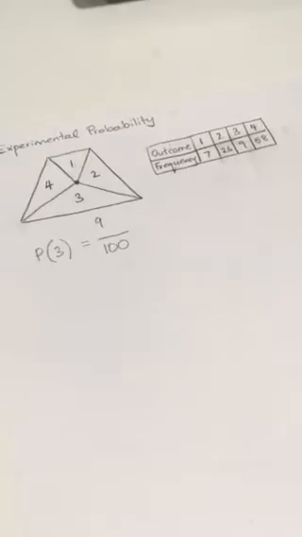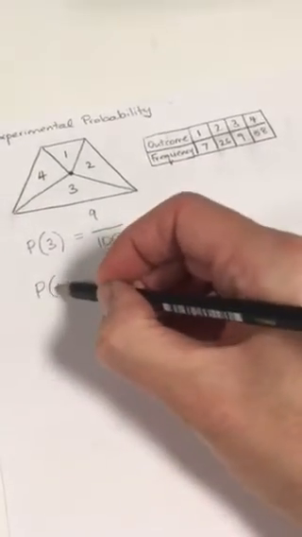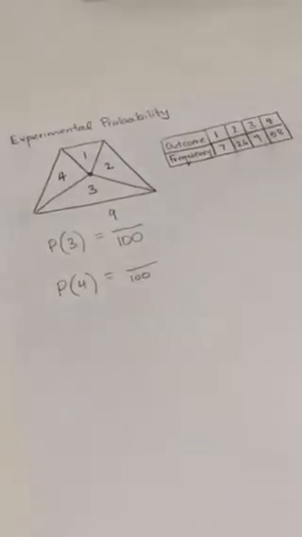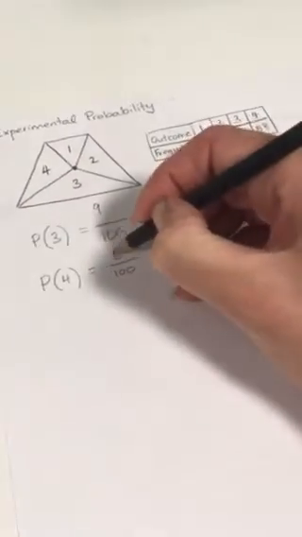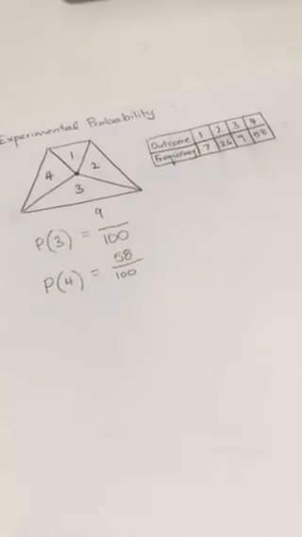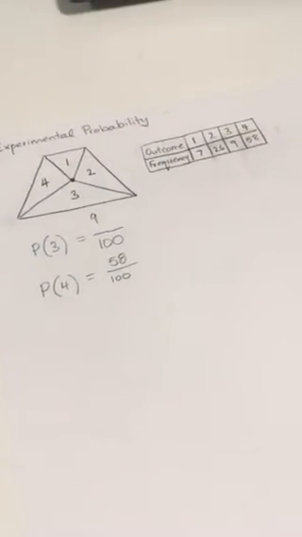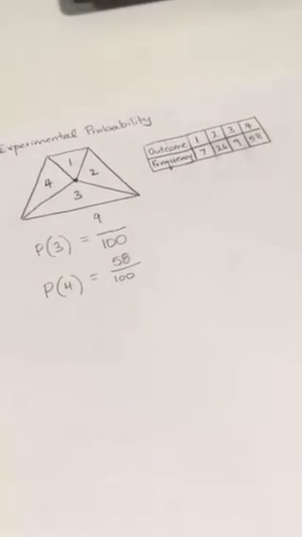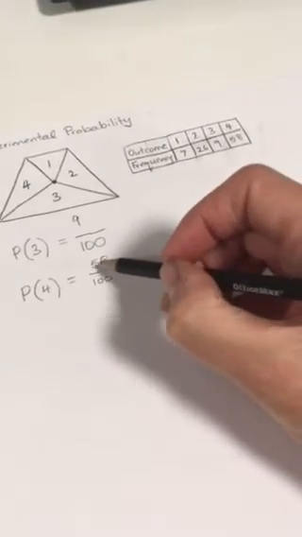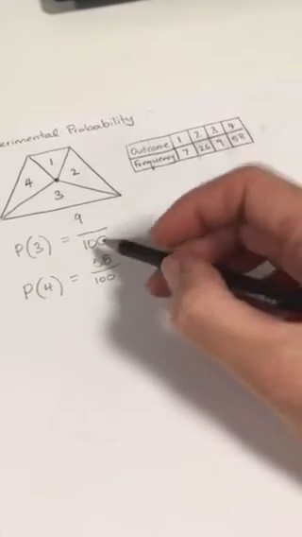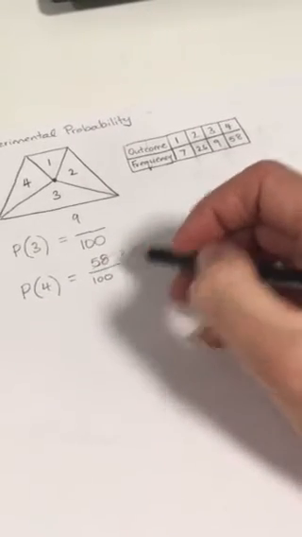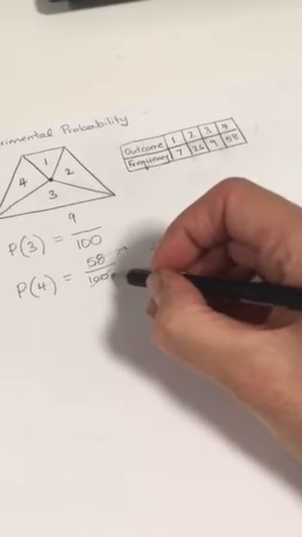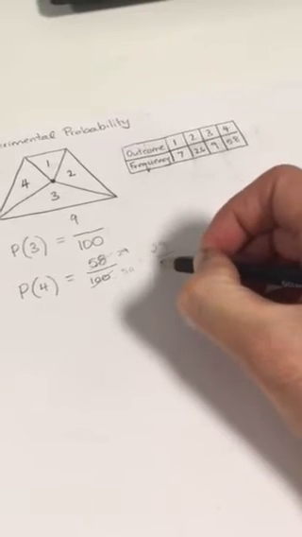If I was asked to find the probability of landing on a 4, I now know that there were 100 trials, so I can easily put that on the bottom, and I can say there were 58 out of 100. If I was asked to, I could simplify that by finding what goes into both 58 and 100. So I could divide this by 2, which equals 29, and I could divide this by 2, which gives me 50. So I have 29 over 50.